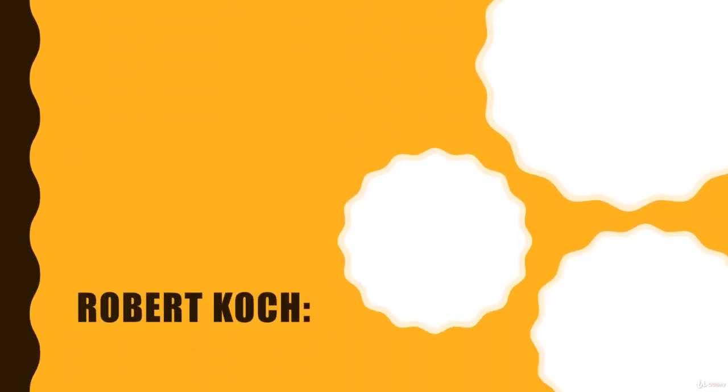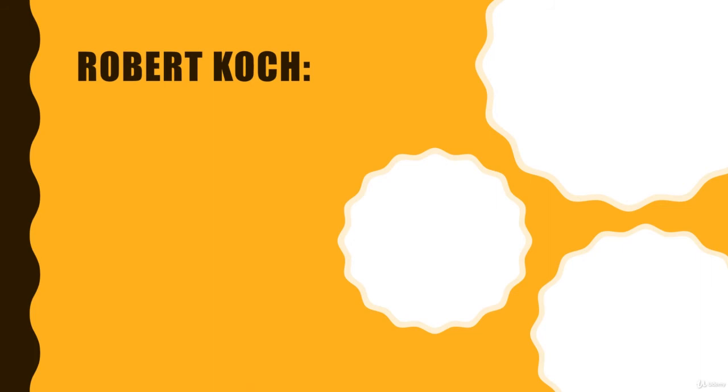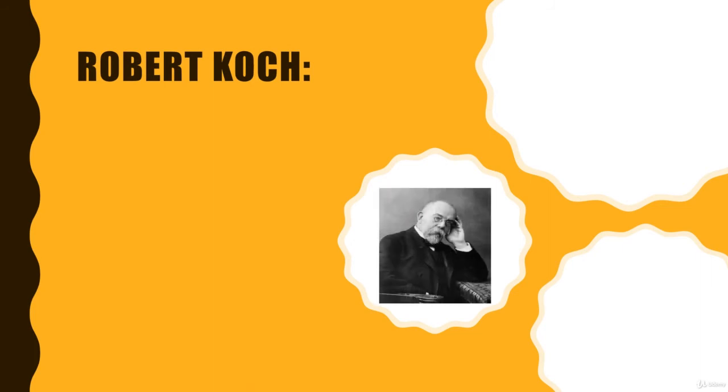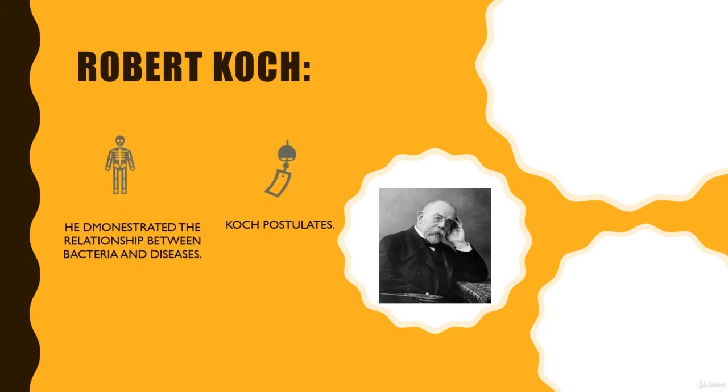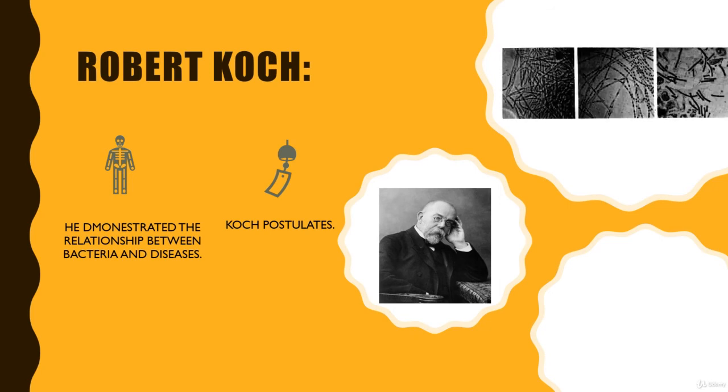We have Robert Koch. He's a German physician and microbiologist. He demonstrated the relationship between bacteria and diseases, and also he developed Koch's postulates. He found that Bacillus anthracis causes anthrax by isolating a microorganism from a dead diseased animal, growing the microorganism in a pure culture, and identifying it.